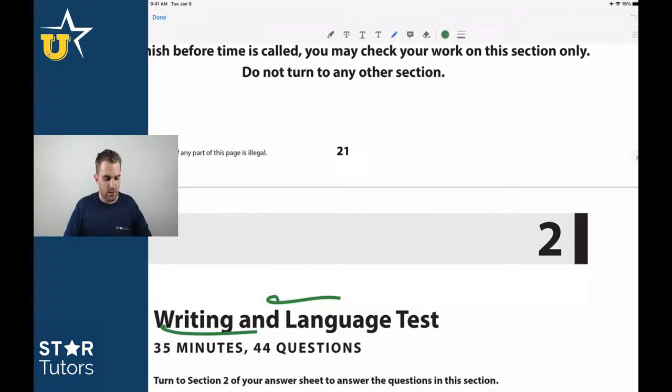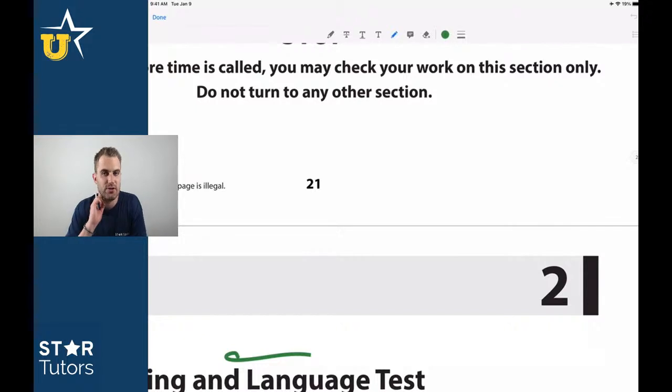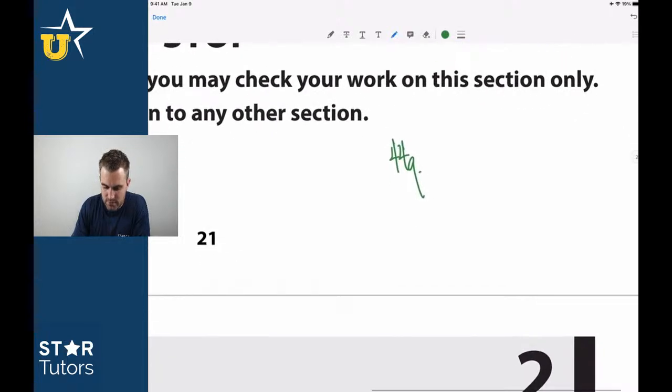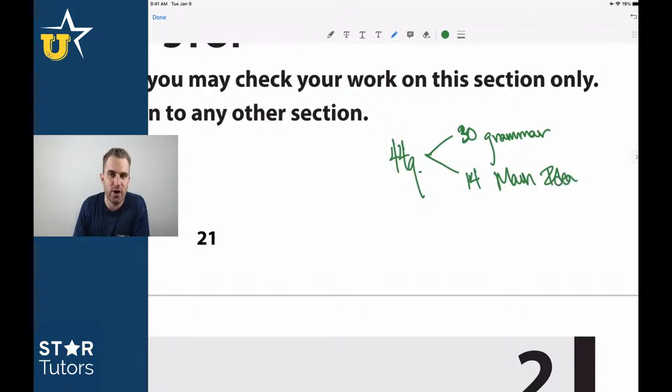If you look at the writing and language section, there are 2 different types of questions. Out of 44 questions, there are 30 grammar questions, and there are 14 what we call main idea and organization. Should the author add this? What order should these sentences be in? All that good stuff.